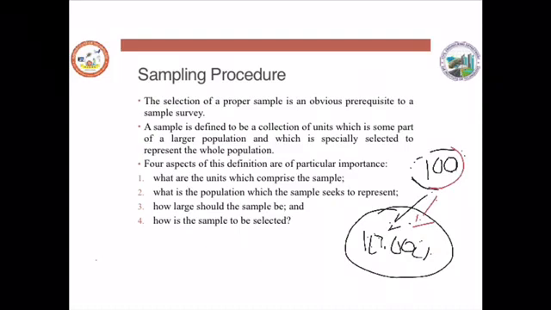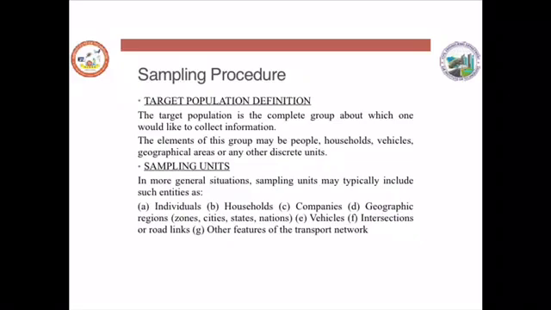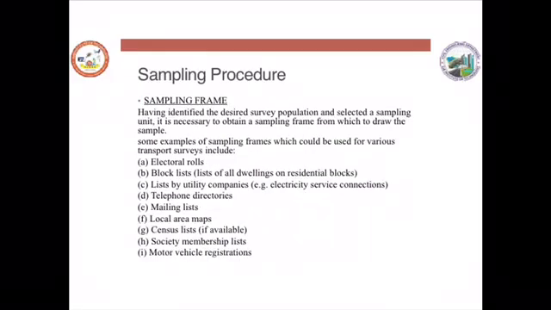The first point is what the units are, and how the sample needs to be taken from the sampling frame. The sampling frame is nothing but the source from where you are going to collect the sample. It identifies the desired survey population and the selected sampling unit.